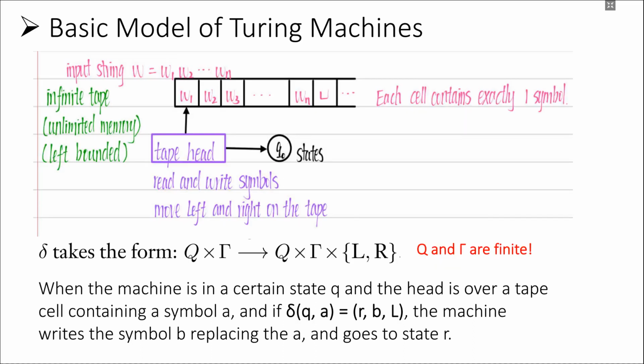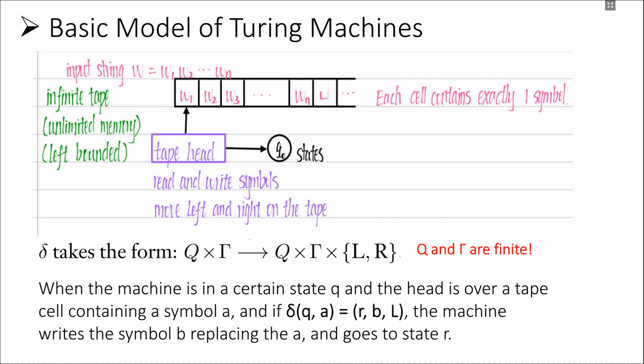But first, let's review the components and working mechanism of ordinary Turing machines. It has an infinite one-track tape, which is bounded on the left end and unlimited on the right end. Each cell contains exactly one tape symbol from the finite tape alphabet, Gamma. It has a finite set of states to store some information and a read-write tape head that can move left and right on the tape.